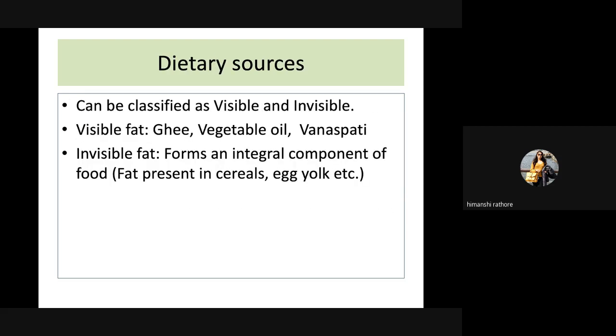Visible fat is available in ghee, vegetable oil, vanaspati. Invisible fats are in the form of an integral component of food. Like if you are eating almonds, they have almond oil. If you are eating egg yolk, it has a certain percentage of fat in it. And if you are eating cereals, they also provide you 2 to 3% of fat. So there are invisible sources of fat also.